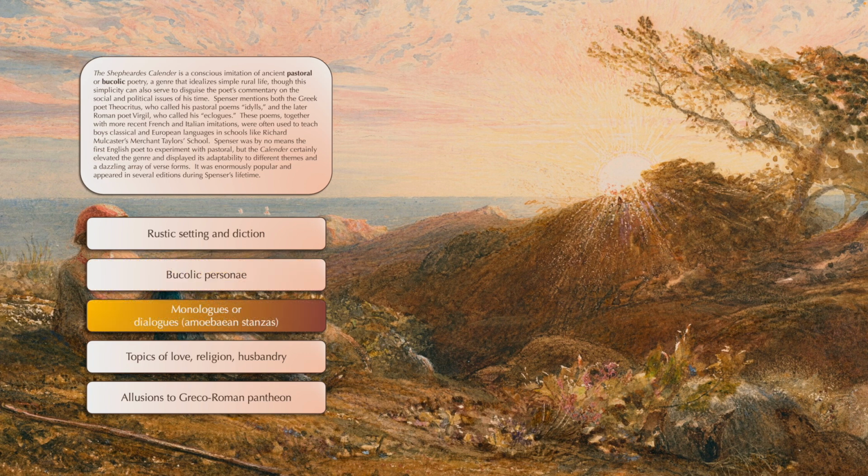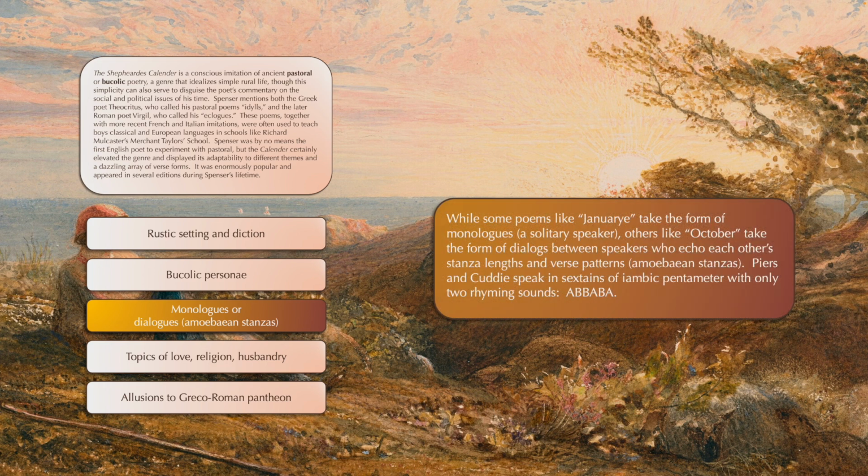Another aspect of the pastoral are monologues and dialogues. Some poems, like January, take the form of monologues with a solitary speaker, Colin Clout in January, while others, like October, take the form of dialogues between speakers who echo each other's stanza lengths and verse patterns, and these are called amoebian stanzas. Pierce and Cuddy speak in sextains of iambic pentameter, and they do it with only 2 rhyming sounds, which is pretty extraordinary.